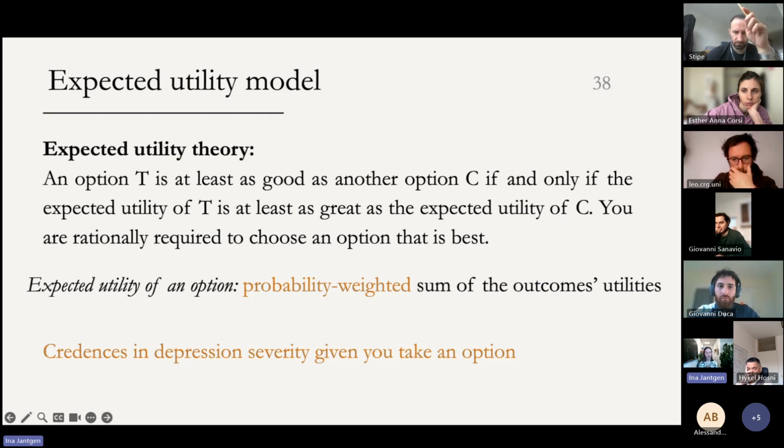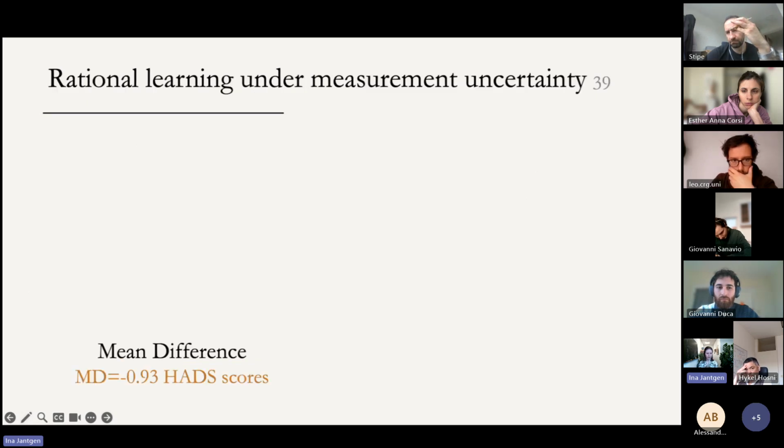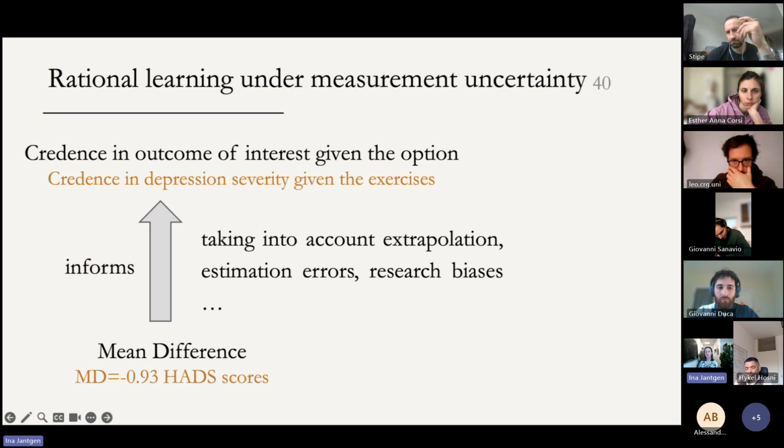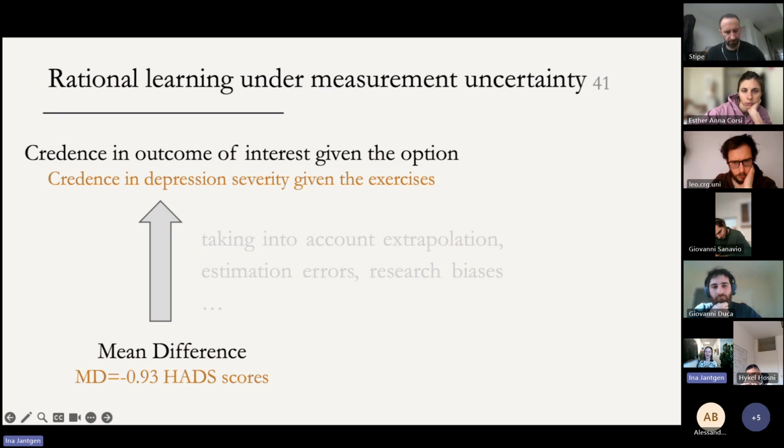And in the context of evidence-based decision-making, these credences will be informed by scientific evidence, and in particular by an effect size like the mean difference or the standardized mean difference. So let's unpack this a bit more. Suppose you learn a mean difference, and then that mean difference informs your credence about the measured property given the option. Typically, we think that when you learn a mean difference from a study, you'll need to take into account all kinds of reasons for why the mean difference in a study might not adequately describe your decision scenario. Some of those reasons I list on the slide here. For the purposes of this talk and this paper, I want to bracket all of those and just assume that the mean difference you learn adequately describes your scenario.